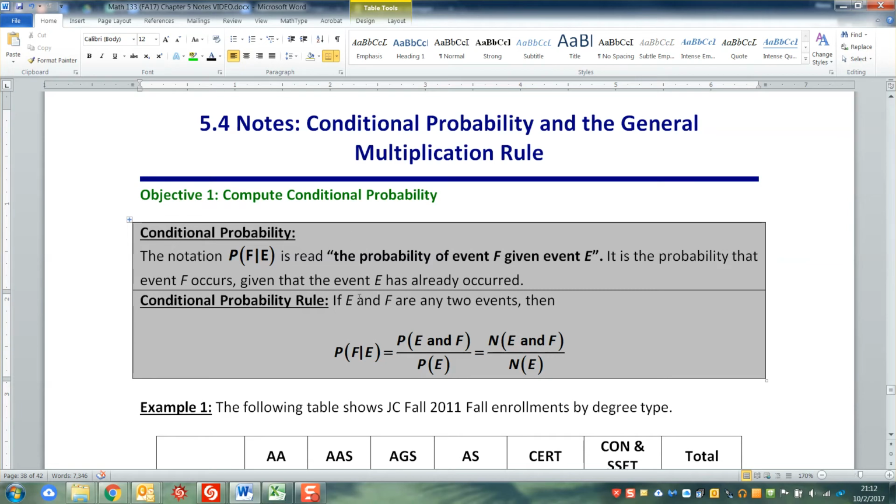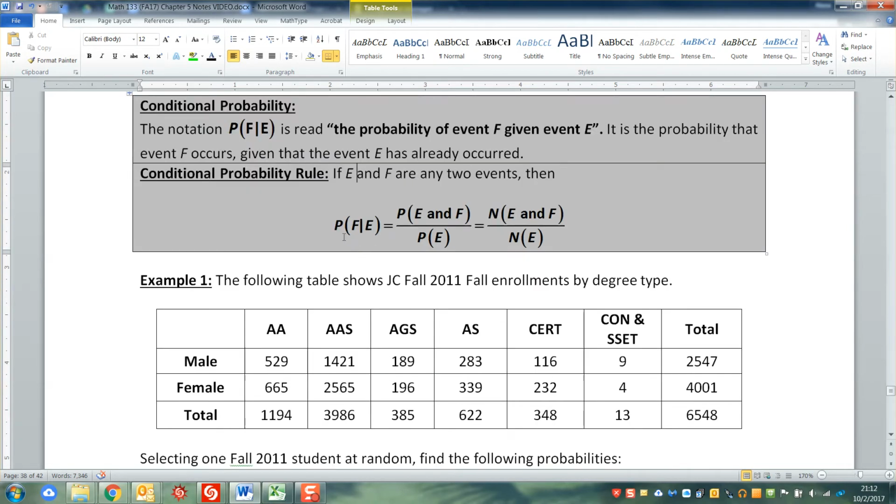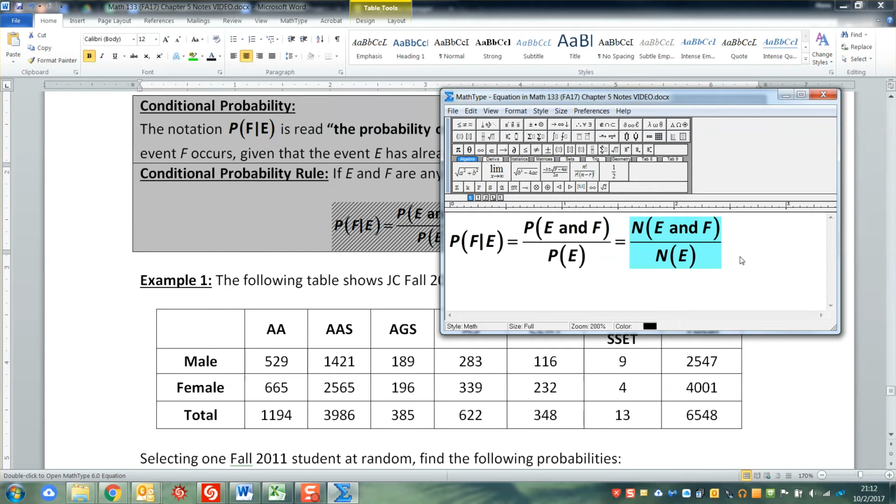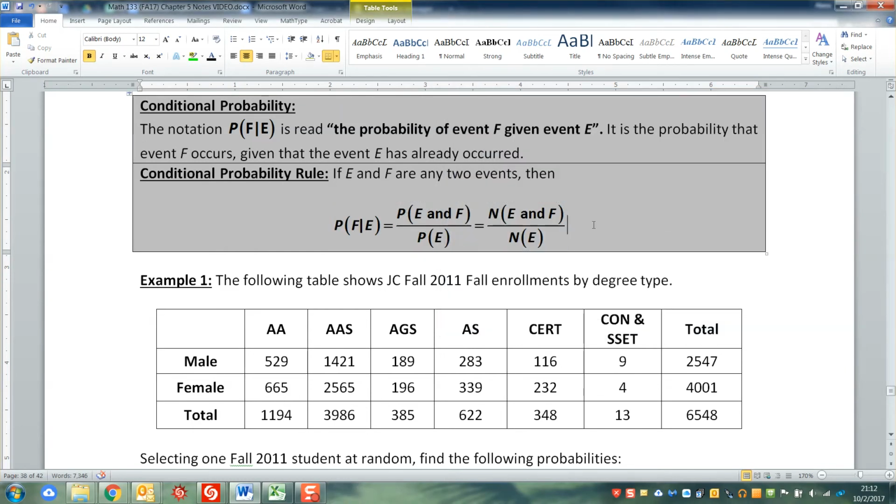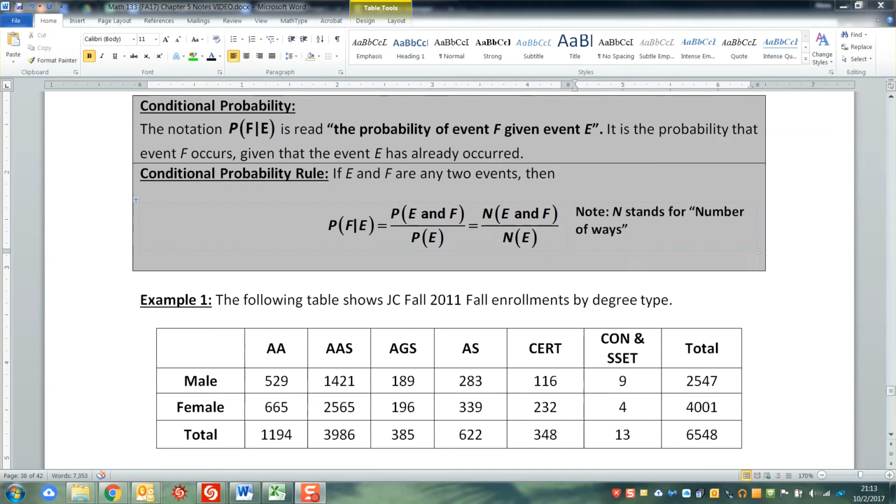That leads us to the conditional probability rule, which says that the probability of F given E is equal to the probability of E and F divided by the probability of E. That's great, but we're not going to use it that much. We're actually going to use the second definition here, which is the number of ways that events E and F can happen divided by the number of ways E can happen. Note N stands for number of ways, or number.